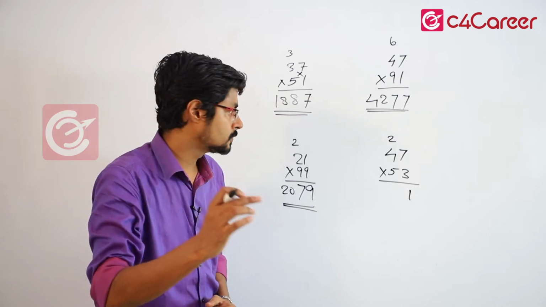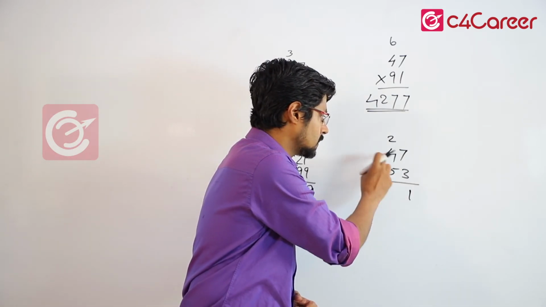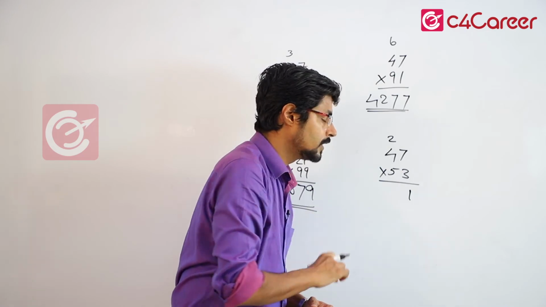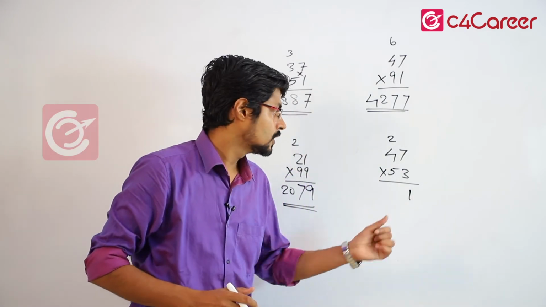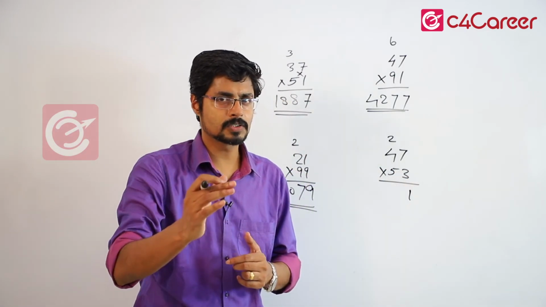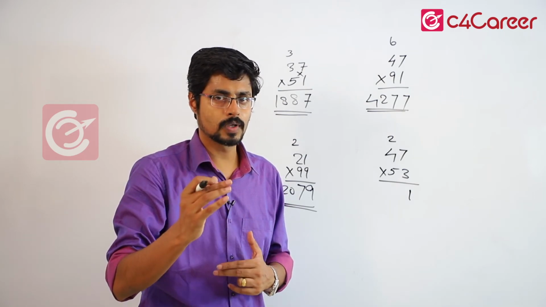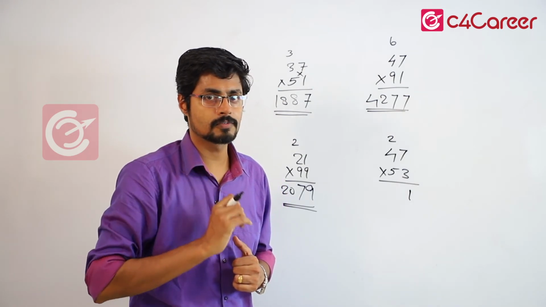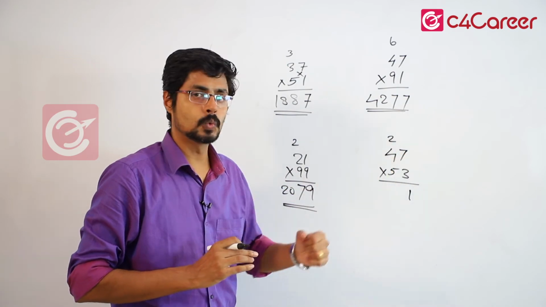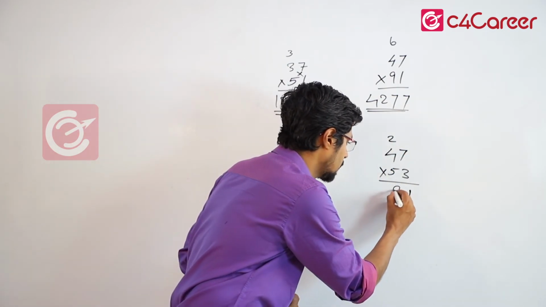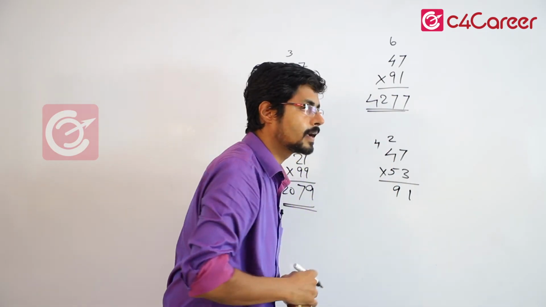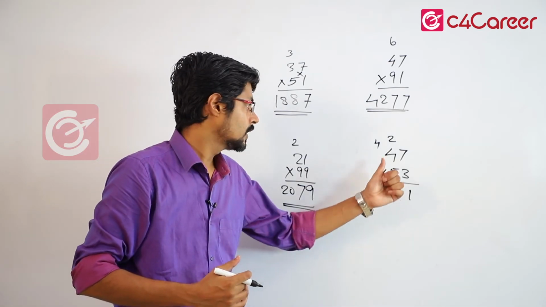Now we have to cross multiply. 7 into 5, 35. 4 into 3, 12. 35 plus 12 is equal to 47. Plus this carry 2. 47 plus 2 is equal to 49. So in the next operation, we have got another carry.